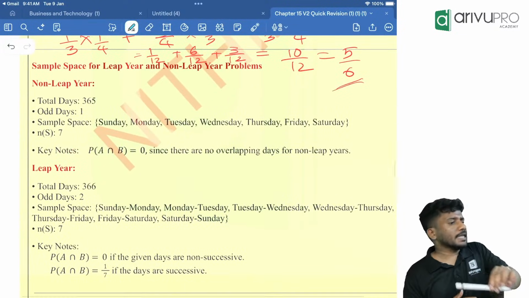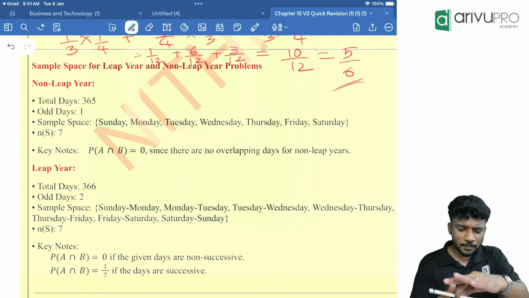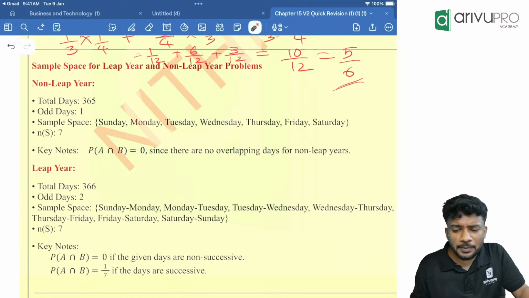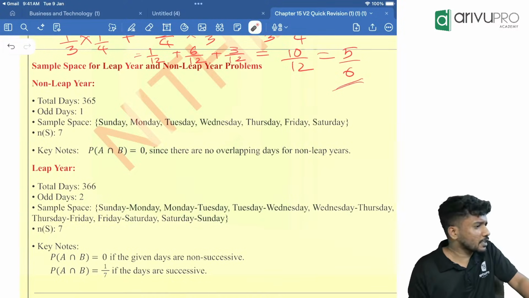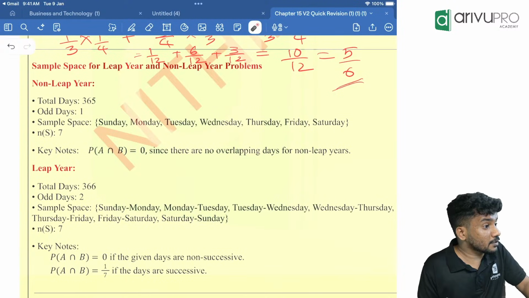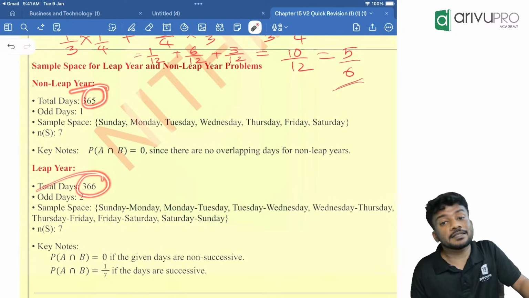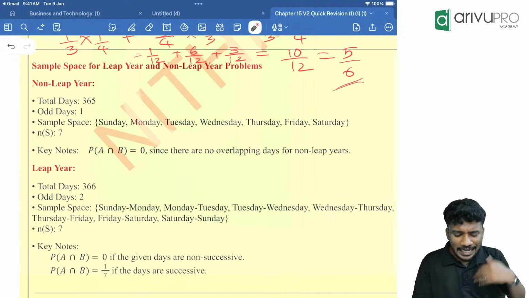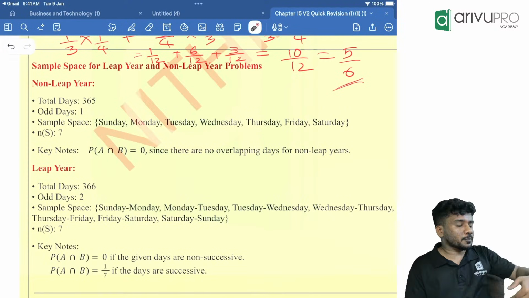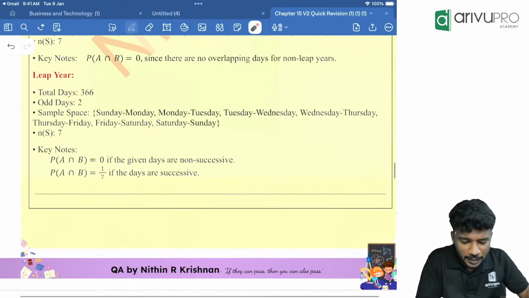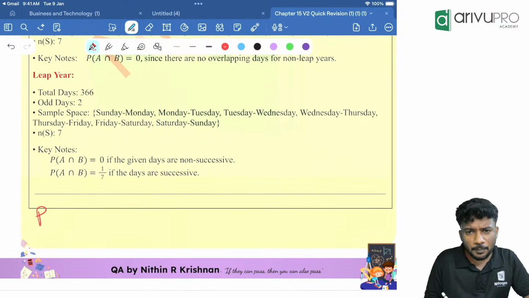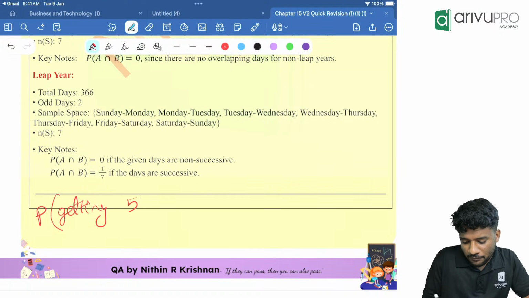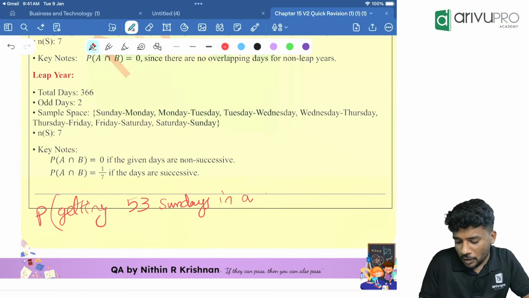Now coming to leap year and non-leap year. It's just a revision part. Now, what is happening in leap year? How many days are there in total? Non-leap year, there are 365. In leap year, how many are there? 366. Now, I'll tell you the pattern of question, then I will explain the concept. The questions will always be like this. Probability. Find the probability of getting 53 Sundays in a non-leap year.